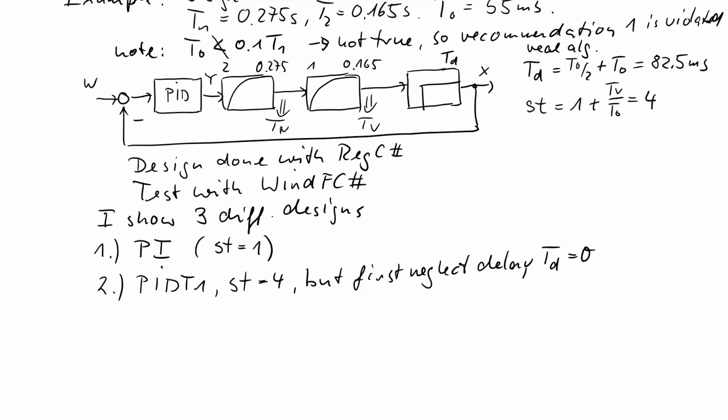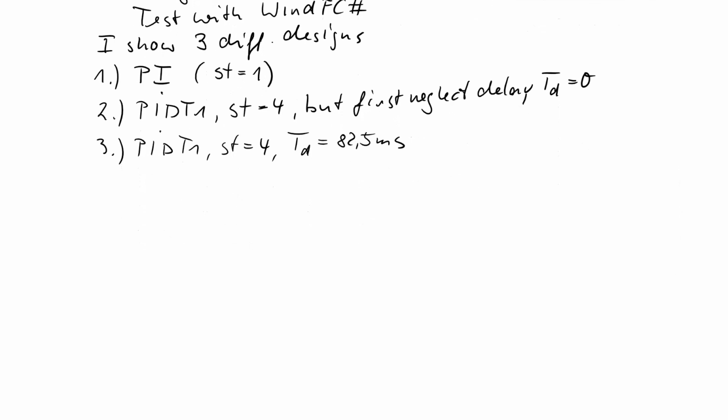I want to show you this because the result will be that if you don't use my design steps, if you ignore the delay time of the digital controller, you will see what happens. I promise you the loop will be unstable. And the third design is then the correct design, step depth 4, and delay time is 82.5 milliseconds. So I now go into the Regc program, show you the results, and we note the Qs.